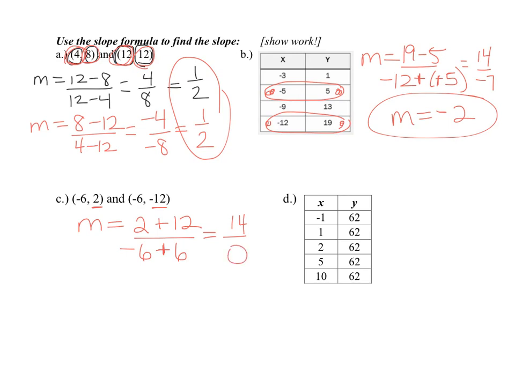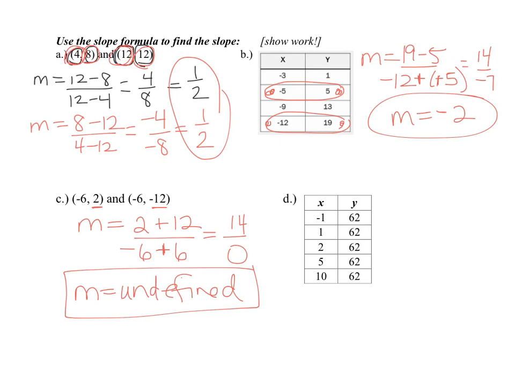Uh-oh, red flag. If you have 0 in the denominator, that's a problem. What this actually means is that we have a vertical line, right? Our run is 0. So the slope here, we have to say m is undefined. Whenever 0 is in the denominator, it is undefined. Okay? Let's take a look at the next one.